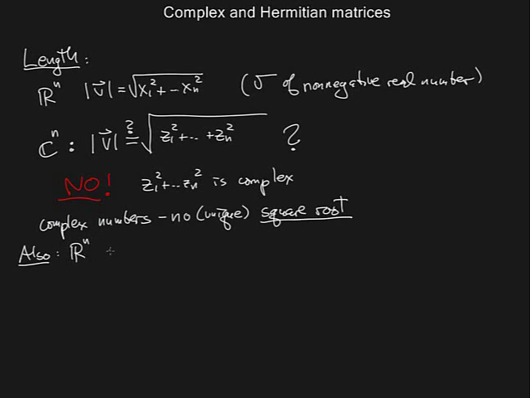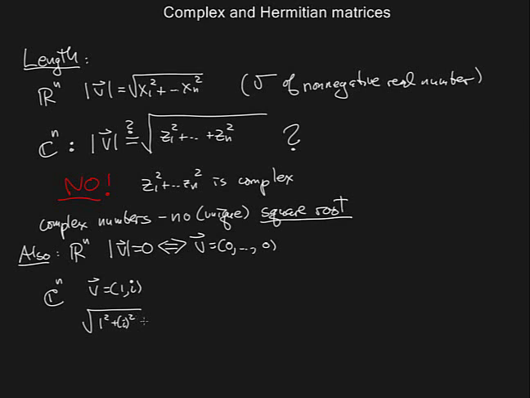Notice that in Rn, the length of a vector is 0 if and only if it's the 0 vector. But in C2, for example, you could take the vector (1, i), and with this silly definition of length, the length of this vector is 1 squared plus i squared, which is 0. So you'd have a vector of 0 length, and that's definitely bad.